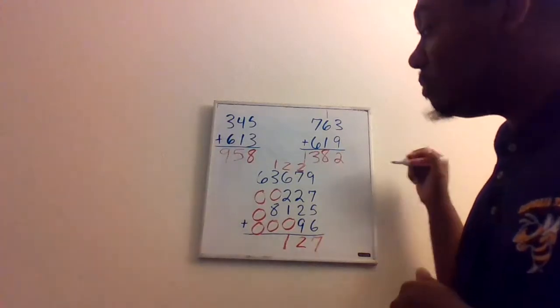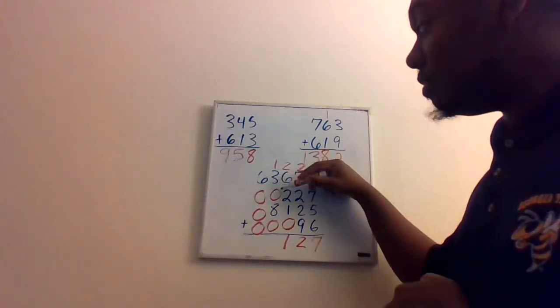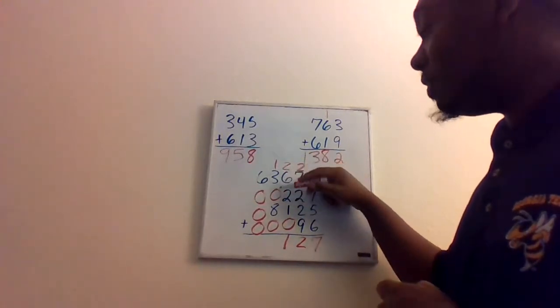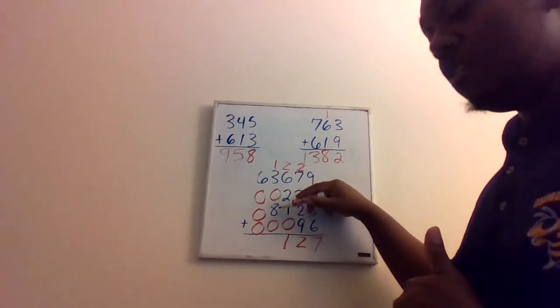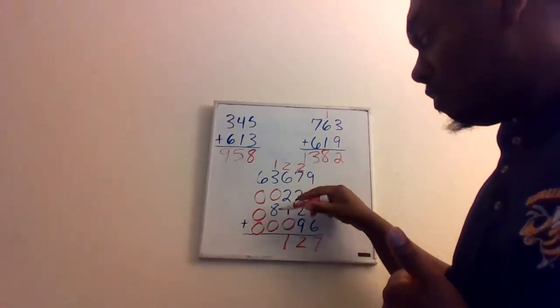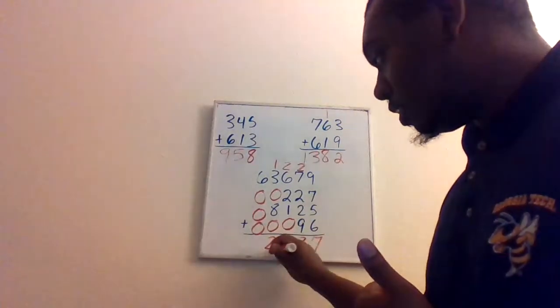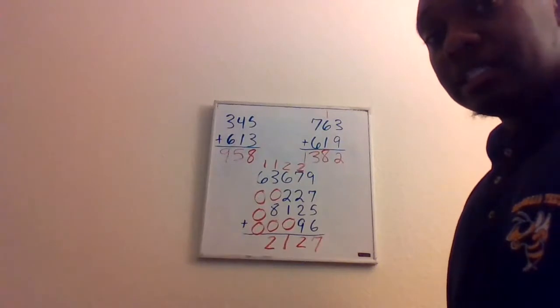Almost done. So 1 plus 3 is going to give us 4. 4 plus 0 is going to be 4. 4 plus 8 is going to be 12. 12 plus 0 is going to be 12. And so we get our 2 here. And then we add a 1 to the next column.